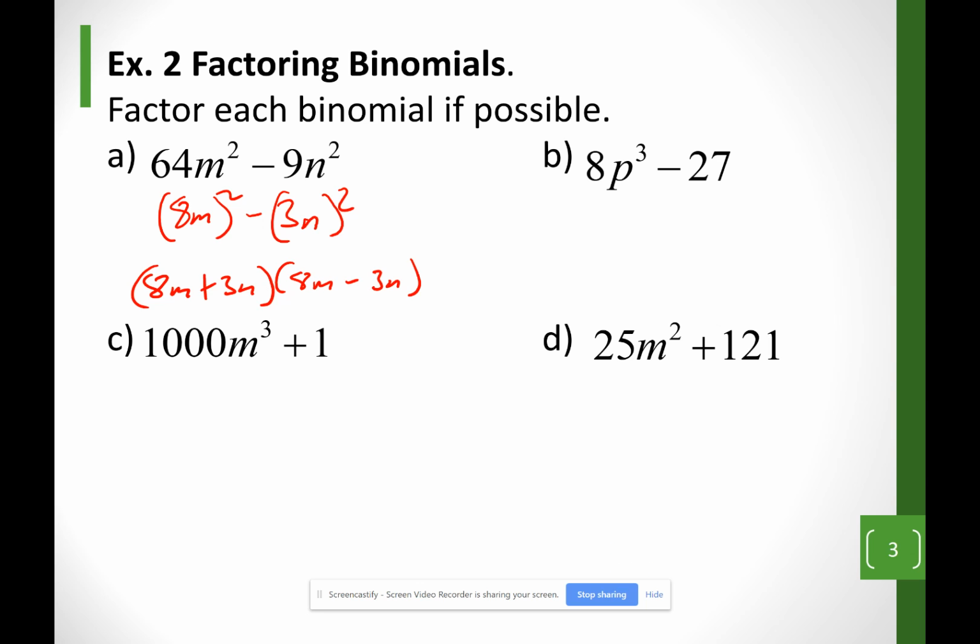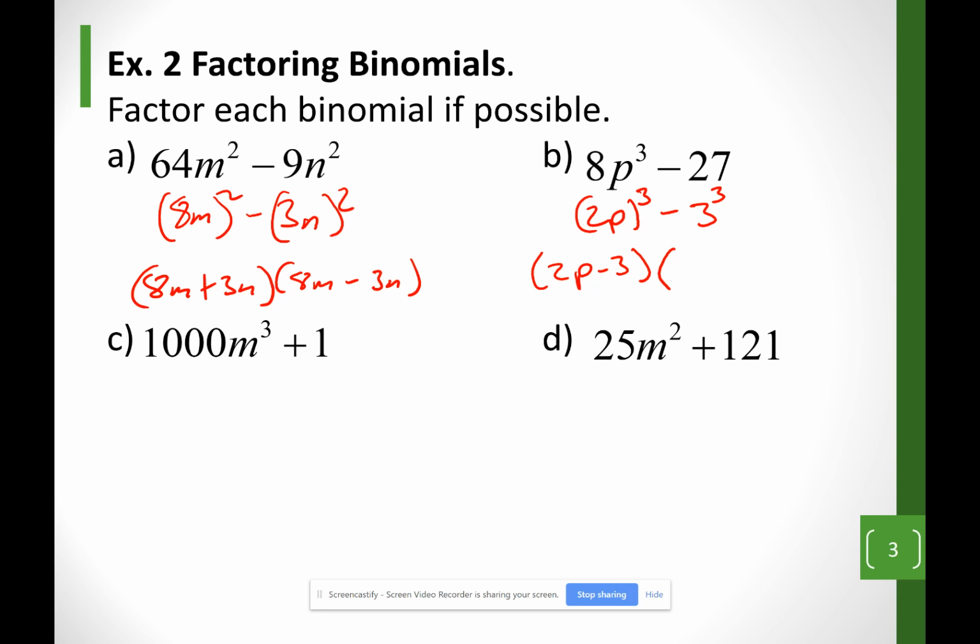Now looking at example B, first thing, remember, greatest common factor. I cannot take a greatest common factor with my p's to the third. So I'm going to try to write everything to the third power. So I have 2p to the third minus 3 to the third. Now, because it's a difference of cubes, the first parentheses will be 2p minus 3. You can see where the 2p minus 3 comes from. I just ignore the cubes.